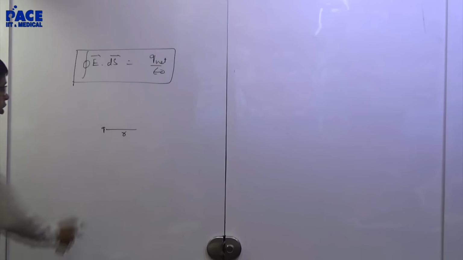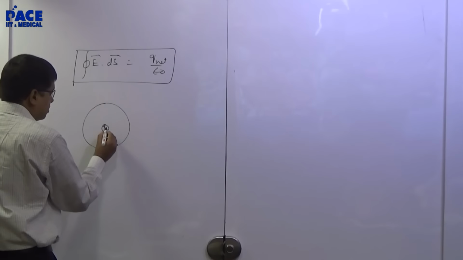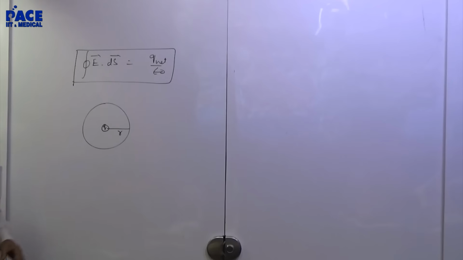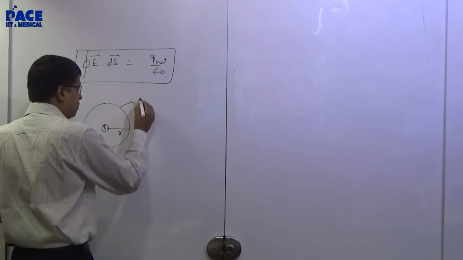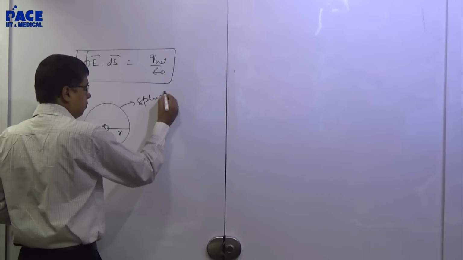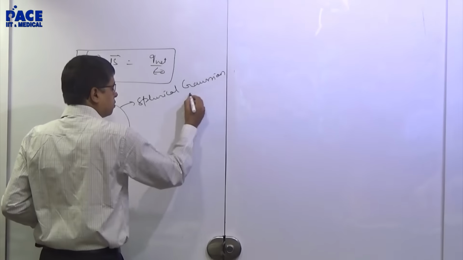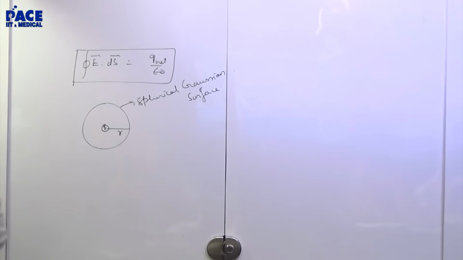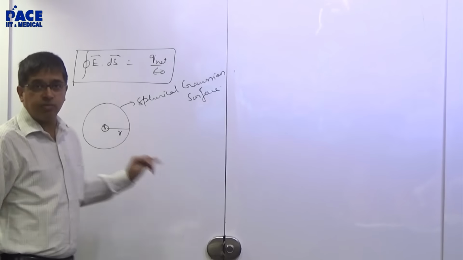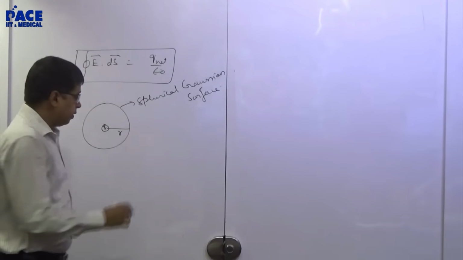I'll assume a spherical Gaussian surface such that Q is at the center. How did you know that you have to assume such a surface? You will also know that in 5 minutes from now.